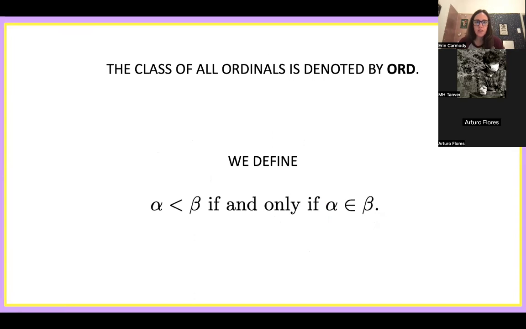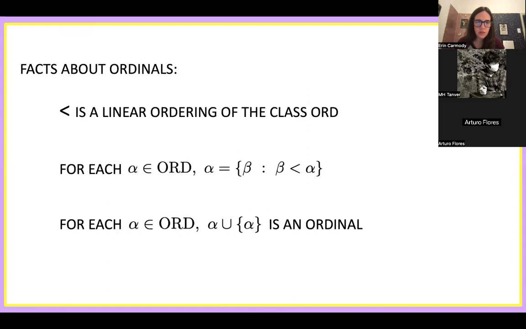It's close. We'll see some ordinals. The class of all ordinals is denoted by Ord. And so we define the ordering alpha is less than beta if and only if alpha is an element of beta. So some facts about ordinals. This less than, which is defined by the membership relation, is a linear ordering of the class Ord. For each alpha in Ord, alpha is the set of all ordinals less than it, the set of all beta less than alpha, which is kind of the idea in the first place.